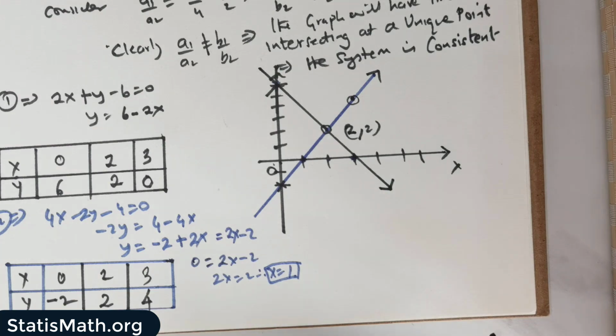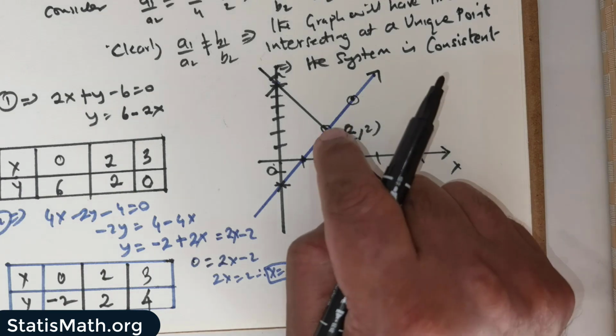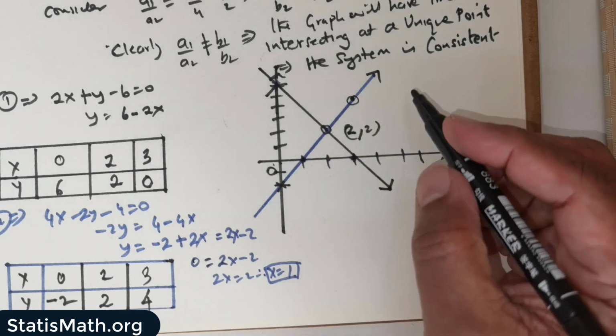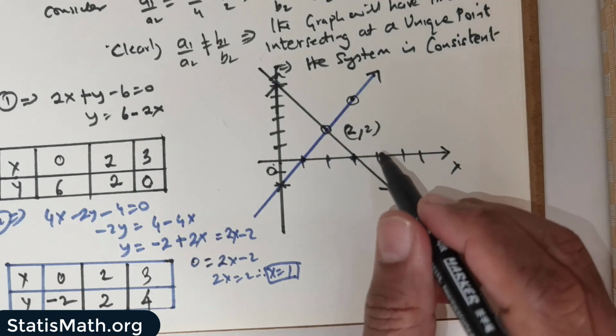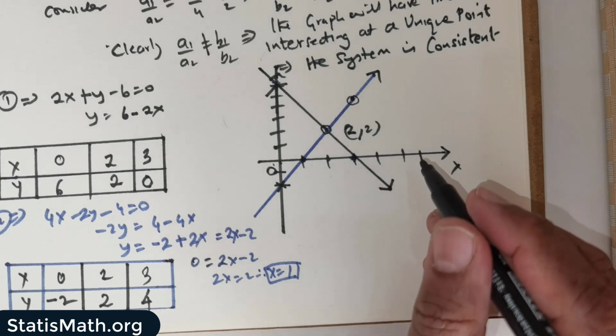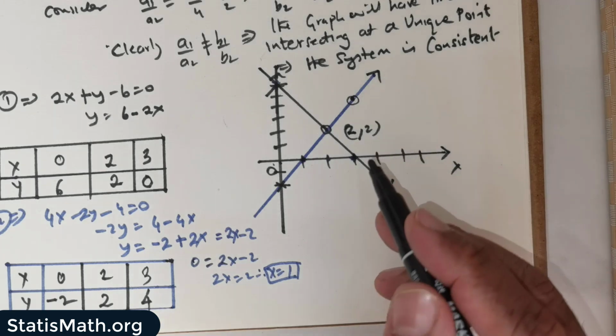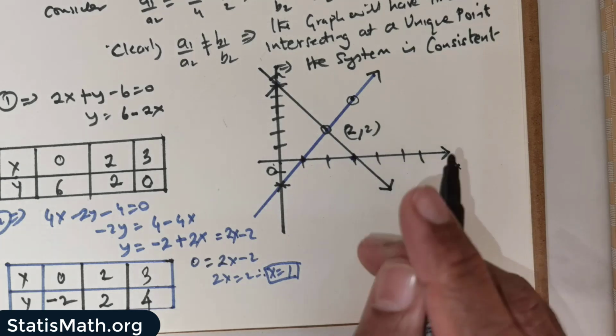Now you can solve the system and obtain it by means of algebra. What I have done here, I have just approached it from the check for consistency and by the graphical method.